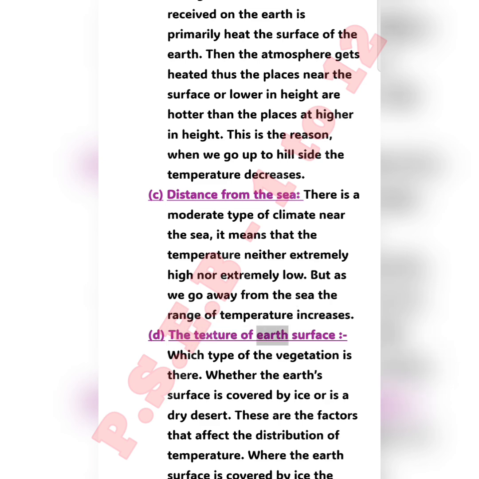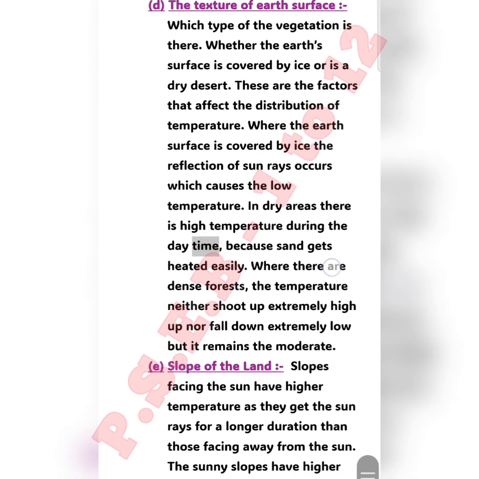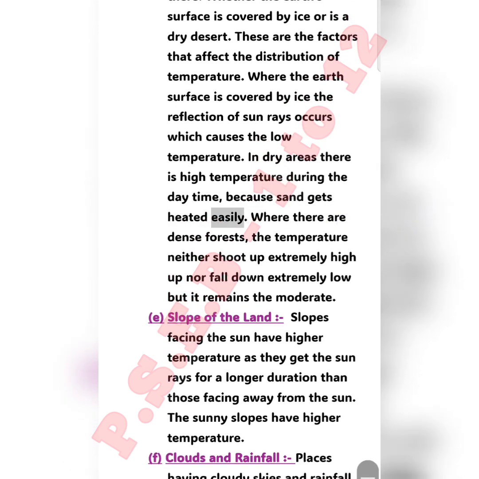The texture of the Earth's surface. Which type of vegetation is there? Whether the Earth's surface is covered by ice or is a dry desert. These are the factors that affect the distribution of temperature. Where the Earth's surface is covered by ice, the reflection of sun rays occurs, which causes low temperature. In dry areas there is high temperature during the daytime, because sand gets heated easily. Where there are dense forests, the temperature neither shoots up extremely high nor falls extremely low, but remains moderate.